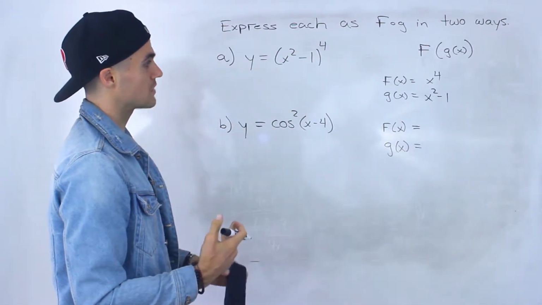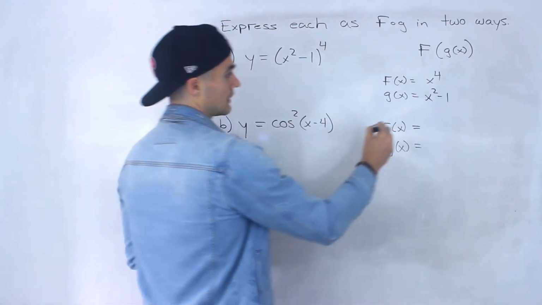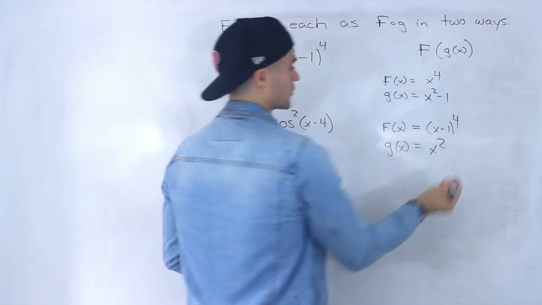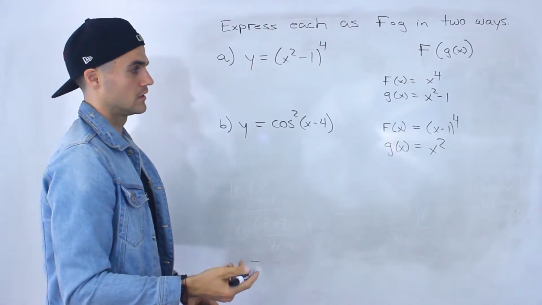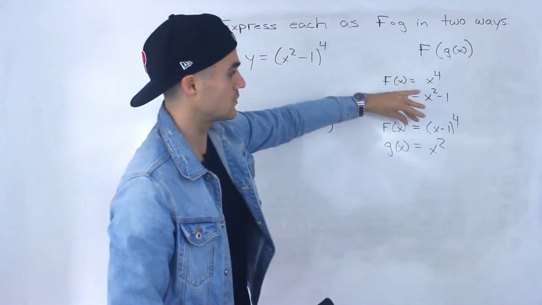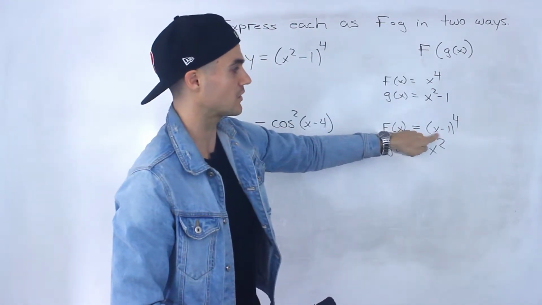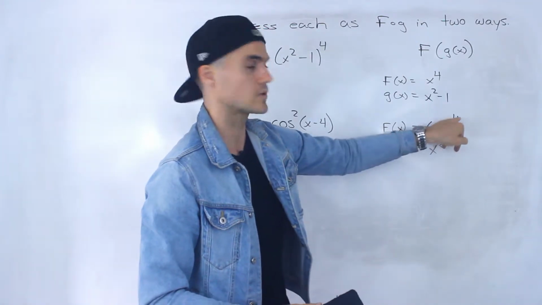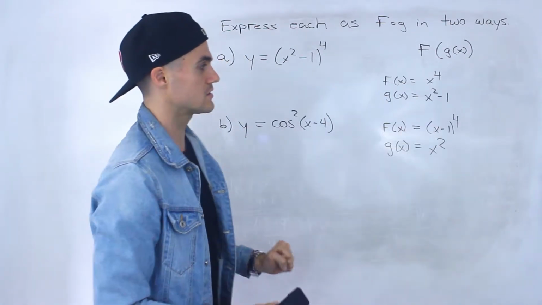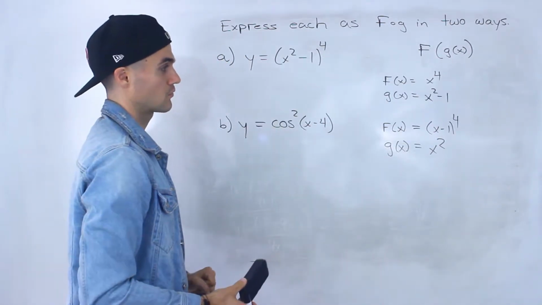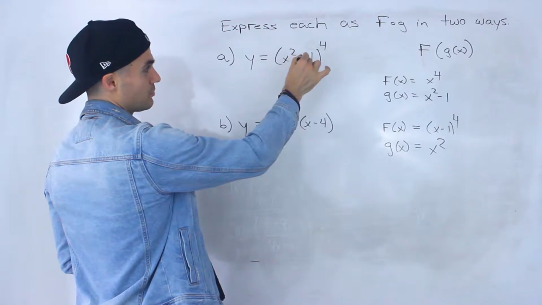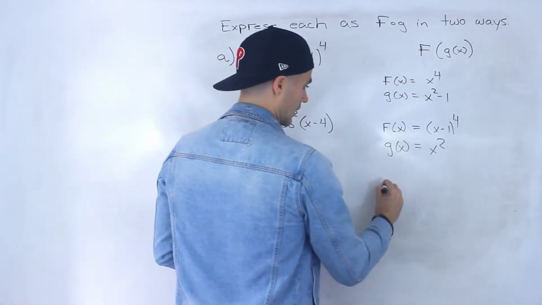Another possibility is if we let f of x be x minus 1 to the power of 4, and g of x would be x squared. That would work as well, because for f of g of x, we would plug in this x squared for this x value. It would be f of an expression equals that expression minus 1 to the power of 4. That expression would be x squared. And we'd end up with x squared minus 1 to the power of 4, which would be the same function right here. And the reason I said it could be infinite is because you can play around with this minus 1 in an infinite amount of ways.